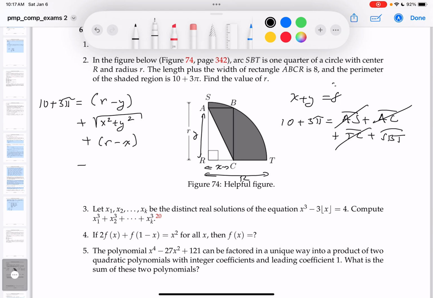Let's do the arc length now. What's that going to be? It's going to be 1/4 of 2 pi r. The question is, what's r, though? So I'm going to take this to the whiteboard. So I'm taking 10 plus 3 pi is equal to r minus y, plus the square root, plus 1/4 2 pi r, plus r minus x. Yeah, let me go to the whiteboard.